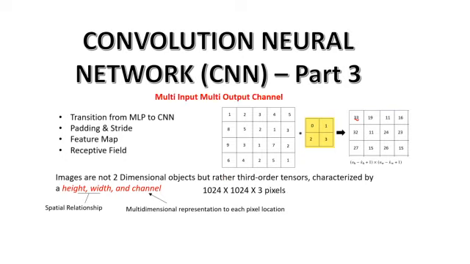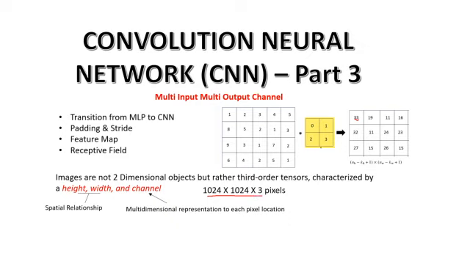So that's the multi-dimensional representation, and hence today's topic is going to be multi-input multi-output channel. So we'll learn about that. So for now, an image can be represented as, say, 1024 cross 1024 cross 3 pixels.